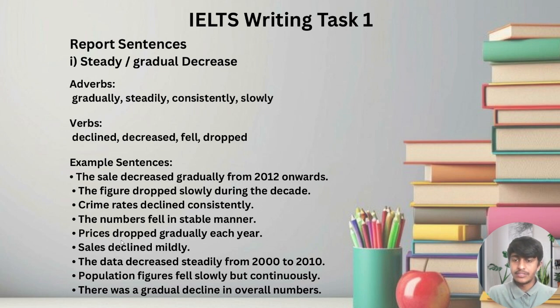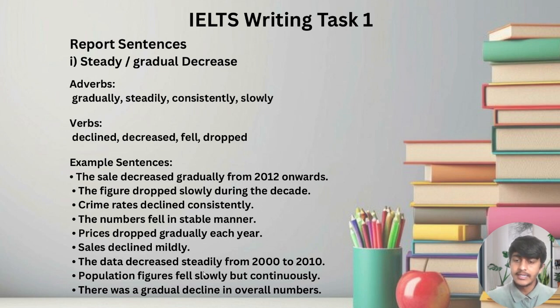Number 5 is: The price dropped gradually each year. This sentence highlights a repeated yearly decrease. Each year shows a pattern rather than a one-time fall. Now, number 6: Sales declined mildly. This sentence is used when the decrease is small. Mildly tells the examiner that the change was not serious. When the change is not serious, we can use sales declined mildly.